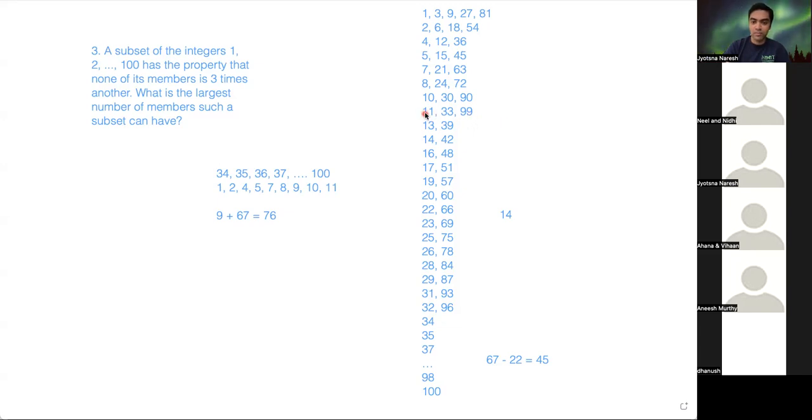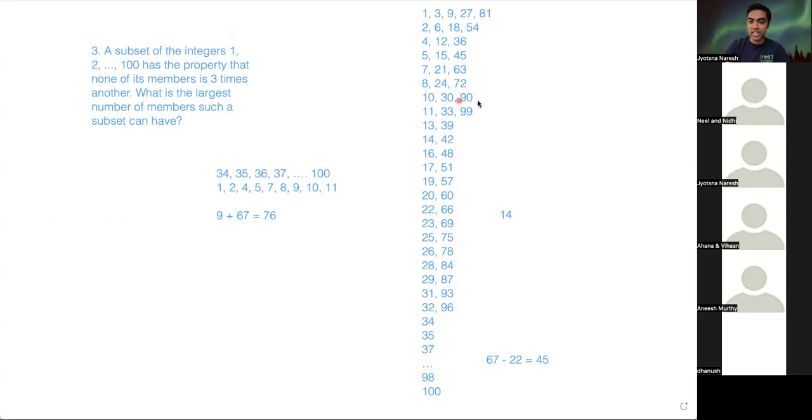And why is that possible? Because they are not multiples of 3 of each other, right? So 11 times 3 is 33, and 33 is not in my set. If I look at 99, 99 divided by 3 is 33, which is also not in my set. So I'm good, right? 11 is included and 99 is included. So yes, I can take two of these.